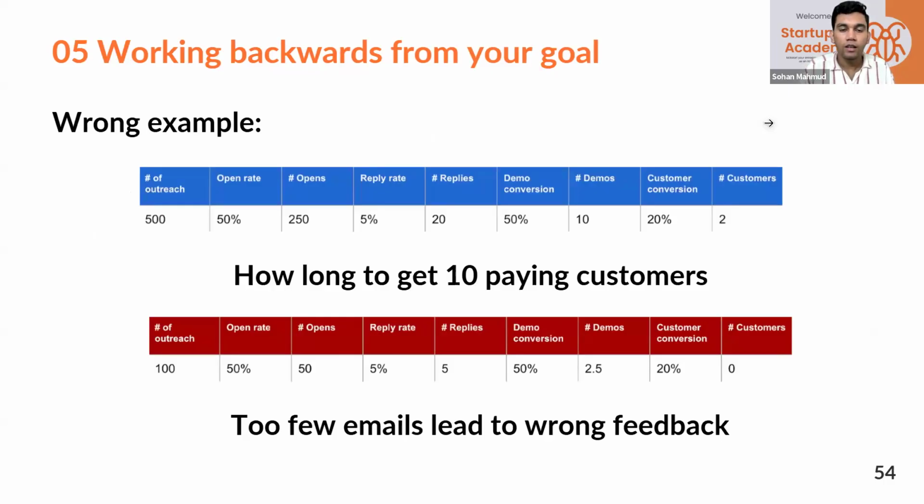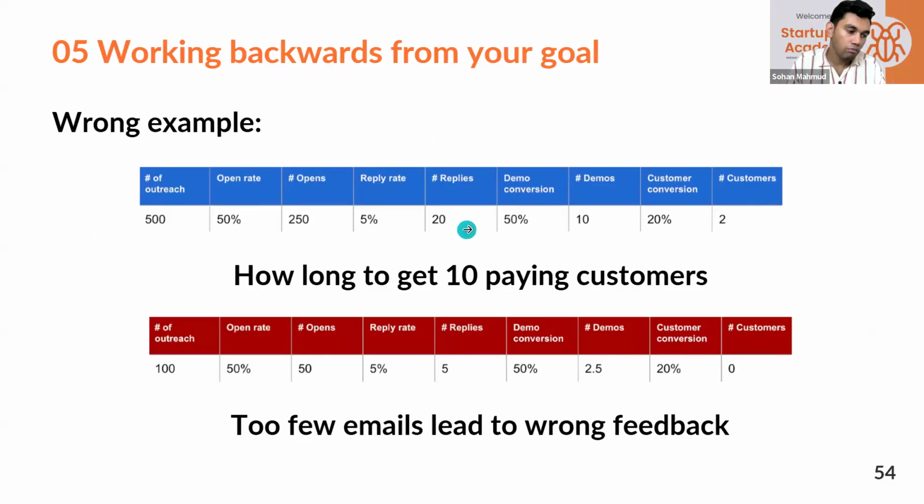There's a key thing that you can focus on, which is working backwards from your goal. A wrong example is: the number of outreach is, let's say, 500 people. And then the open rate. What I mean is that the email opening rate is at 50%, so let's say 250 people opened out of 500.